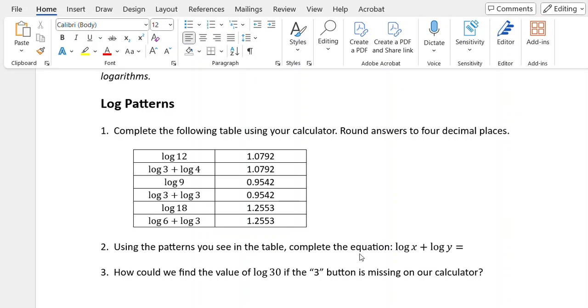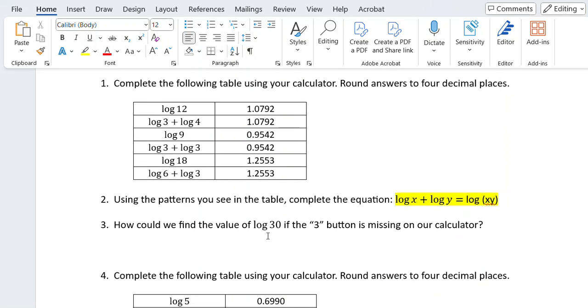So now we're going to complete this equation, log of x plus log of y. What I should notice here is that when I take two logs and I add them together, it's the same as if I take one log and I multiply the two numbers together. So 6 times 3 is 18, 3 times 3 is 9, and 3 times 4 is 12. So for this equation, I could say that log of x plus log of y is equal to log of x times y. I'm going to highlight this in my notes so that I can refer to it later.